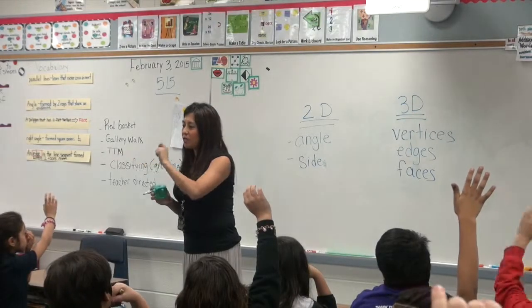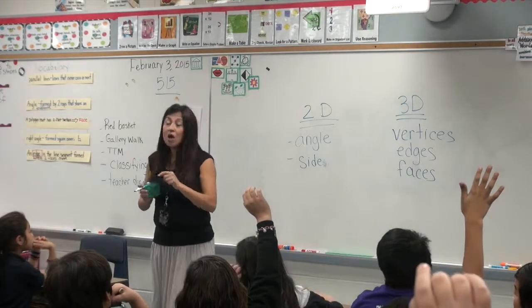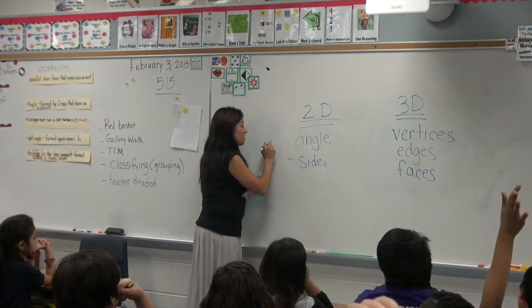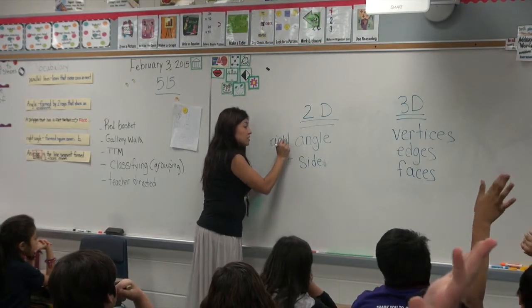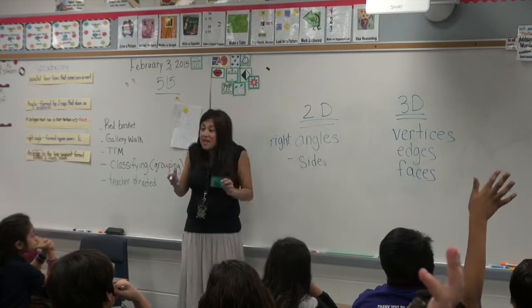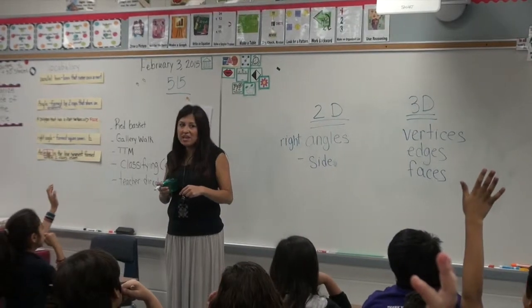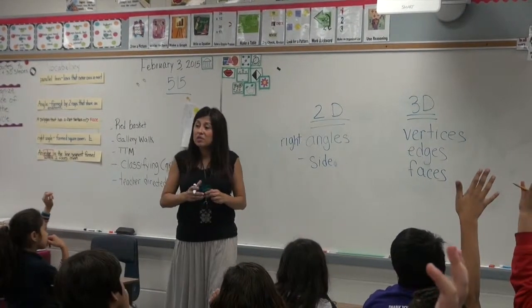Let's see. Paul, what do you remember? One has right angles and one doesn't. Okay, well, 2Ds can have right angles, but some 2Ds don't have to have right angles. They can have different angles, like acute angles, or what was the other one? Obtuse angles. Yes, Kaden.